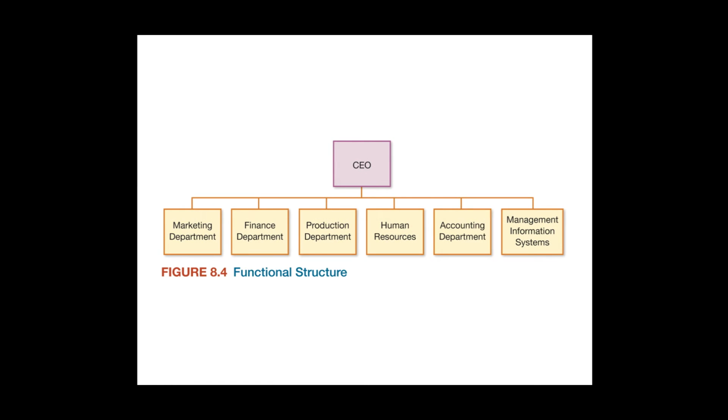Here's an example of functional structure from the textbook, figure 8.4. And you can see here, reporting to the CEO, you have these 6 different departments, and you can easily see how they are departmentalized based upon economic function, or what they actually end up doing for the company. That's just an example from the textbook.